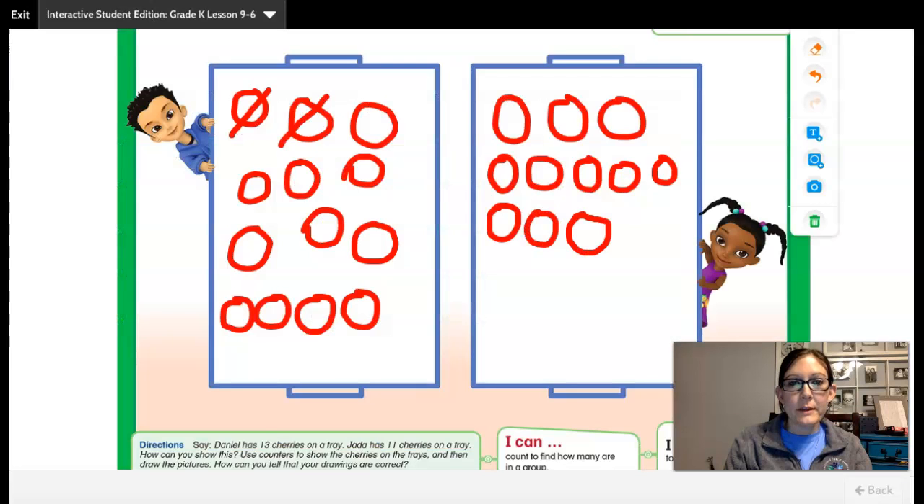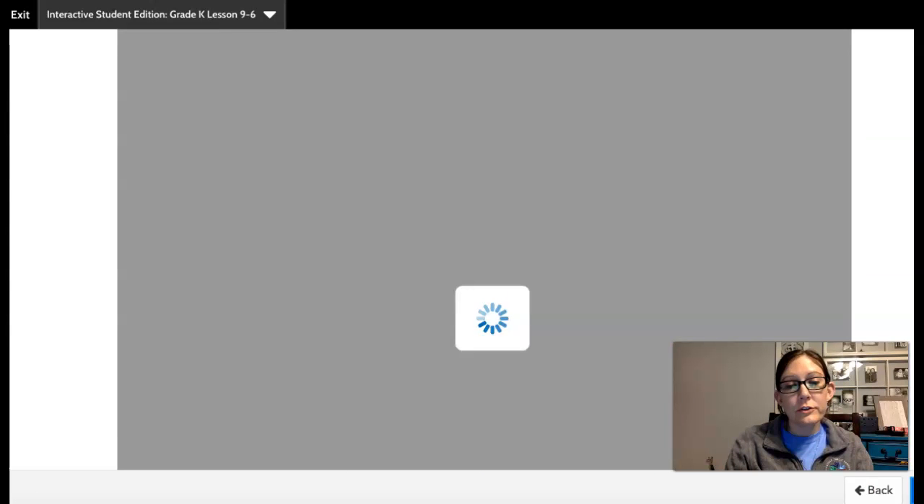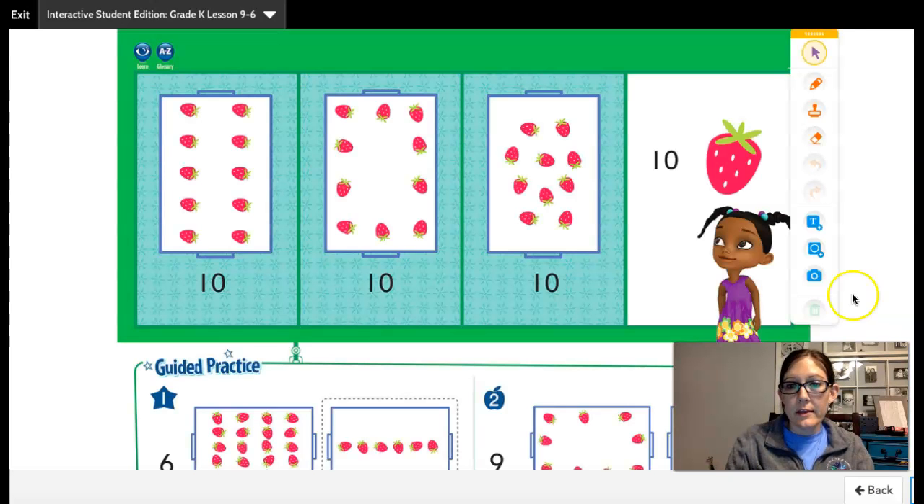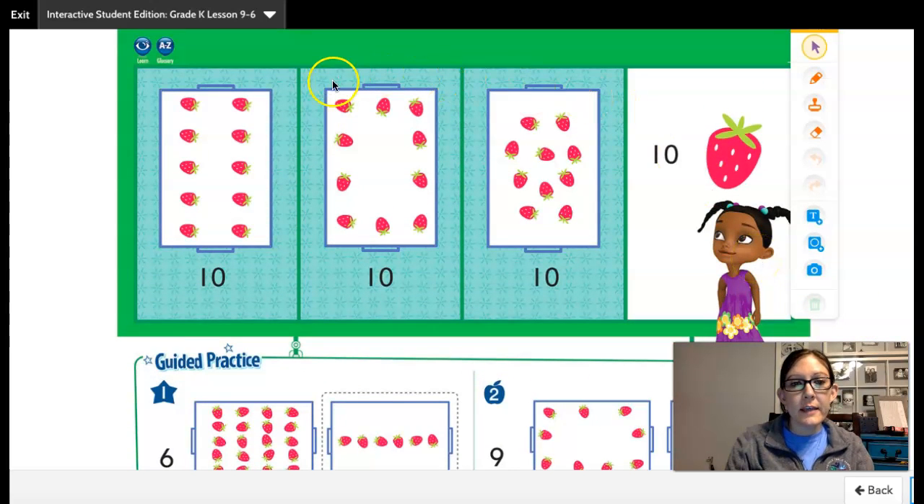All right, let's go back to our paper for some practice together. Go ahead and turn to the next page, and it should look like this. You'll see Jada up at the top, and just like in the video, see how all of the trays here, each of them have 10 strawberries on them. See the 10 here? 10, 10, and 10. But the arrangement of strawberries on each tray looks different.